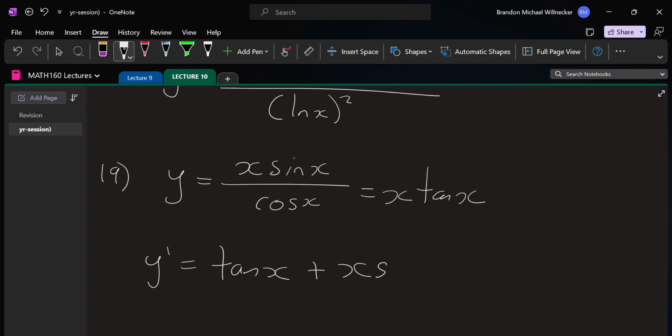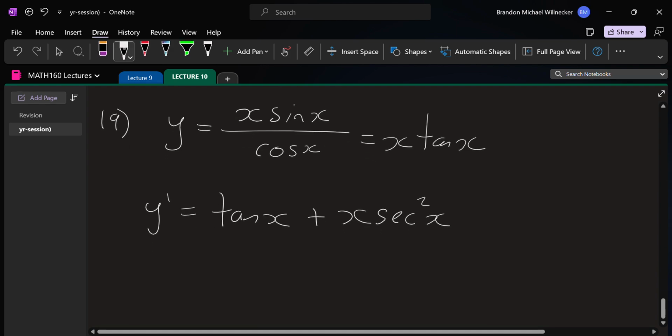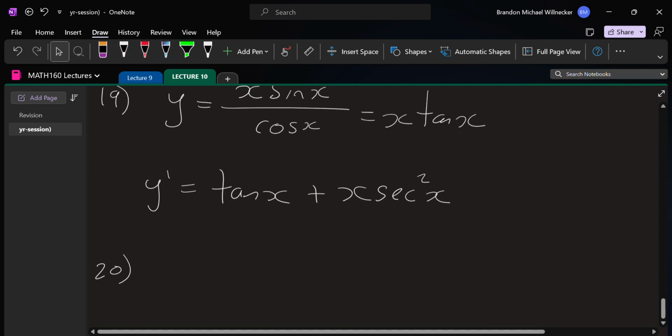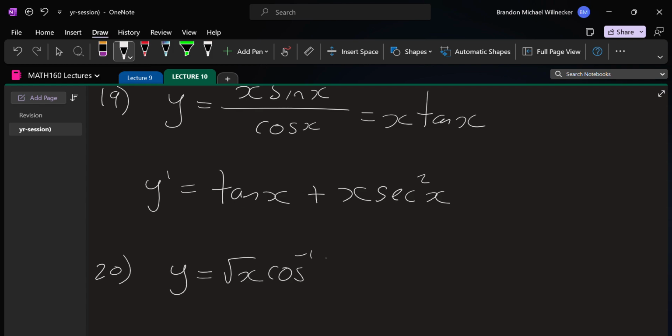Okay, so y prime, derivative of the first term, that's going to be 1. We leave the second term alone, so that's tan x. Plus, we leave the first term alone, derivative of the second, that's going to be sec squared x. Okay, any issues with this one? Okay, so everyone's good so far.